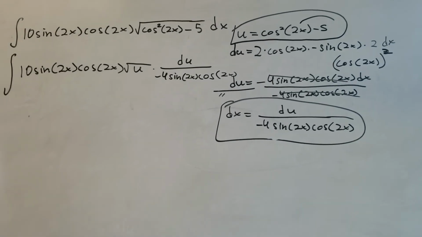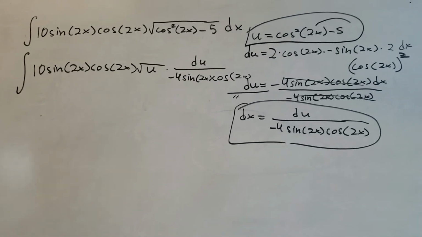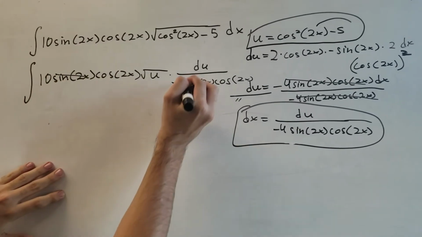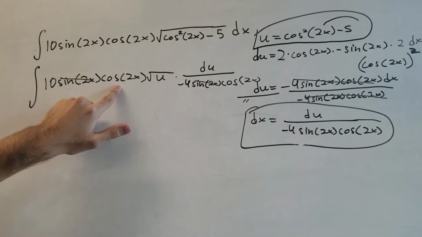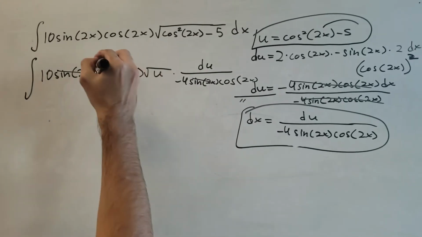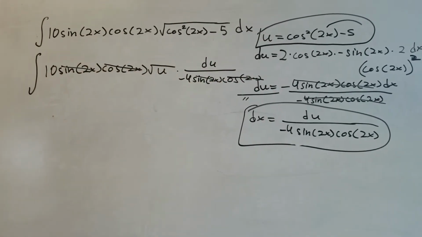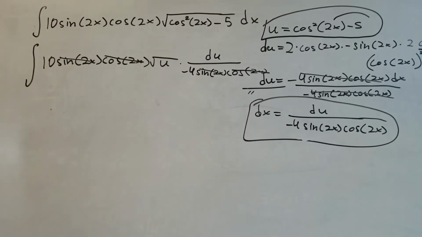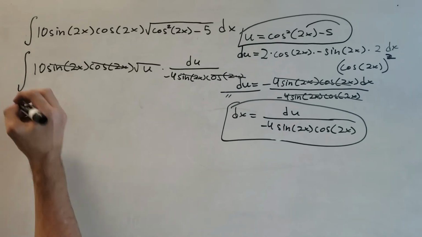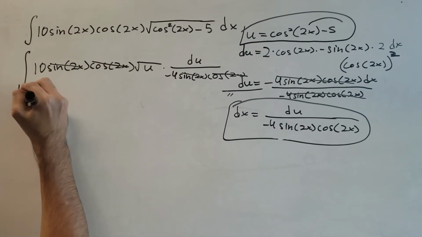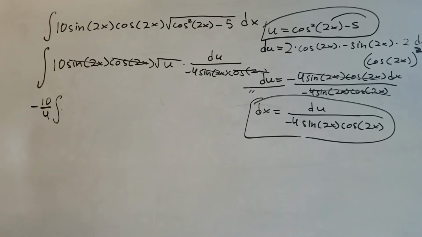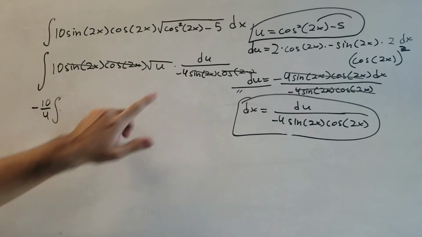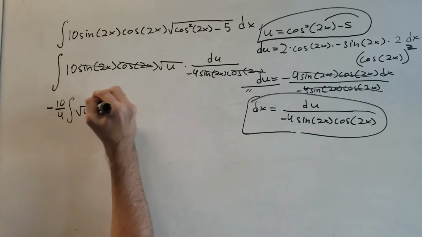And now at this point, something's supposed to cancel out. And sure enough, that's what happens, right? You have a sine of 2x on the top, sine of 2x on the bottom, so those cancel out. You have a cosine of 2x on the top, you have a cosine of 2x on the bottom, those cancel out as well. And then you have a 10 divided by a negative 4. That's a constant multiple, you don't have to worry about that. So that's going to be negative 10 over 4 times the integral of, we'll simplify that later, so don't worry about that for now. And then what we're left with is just the square root of u du.